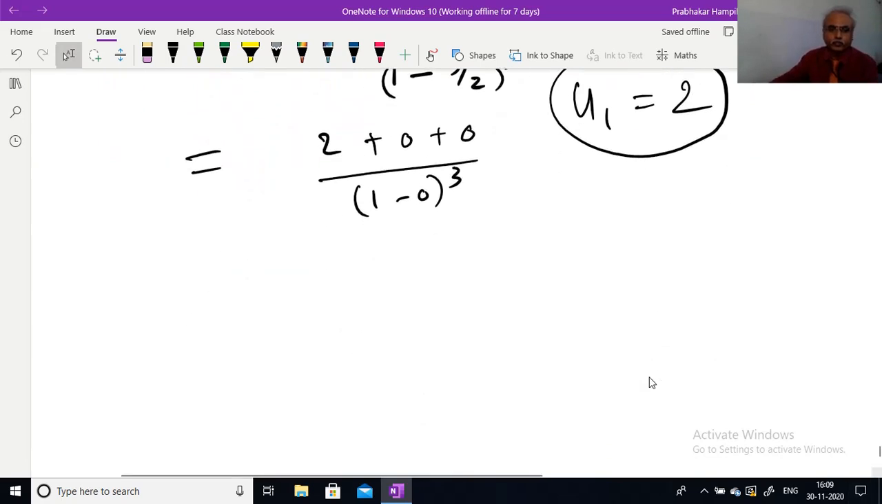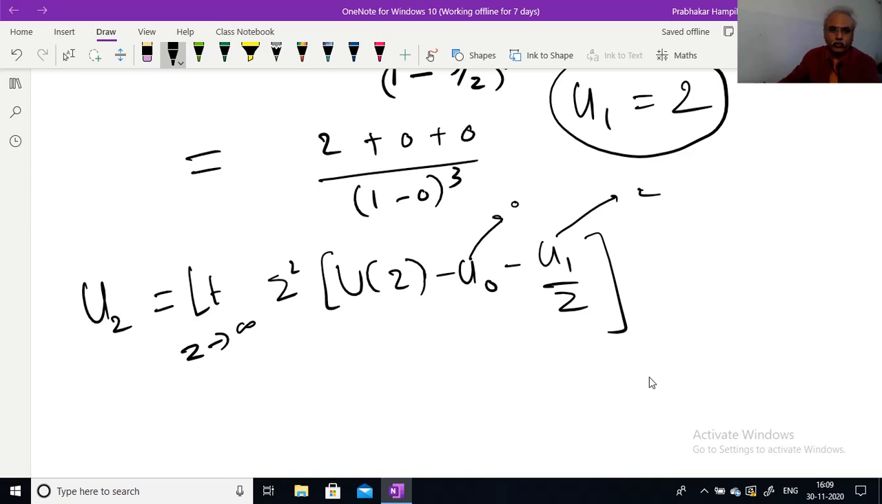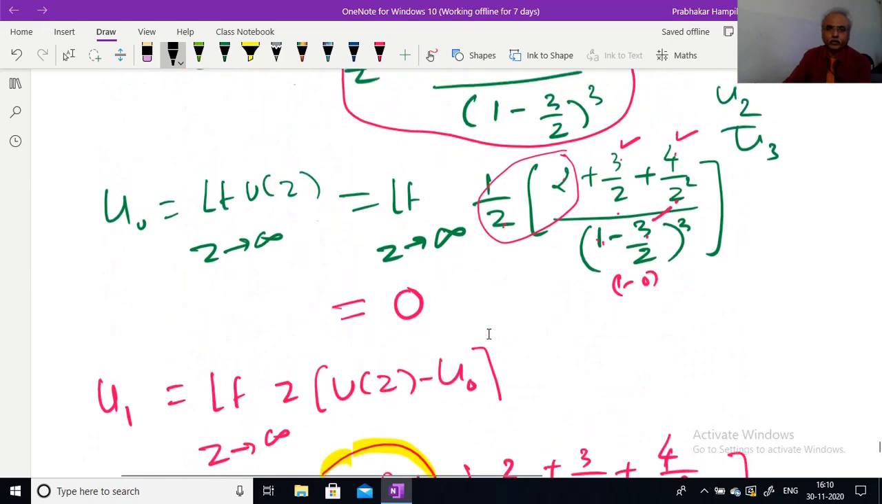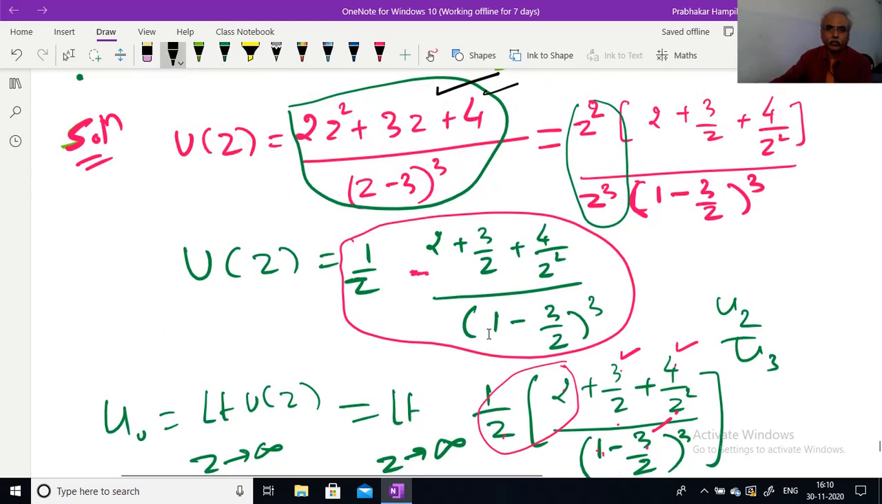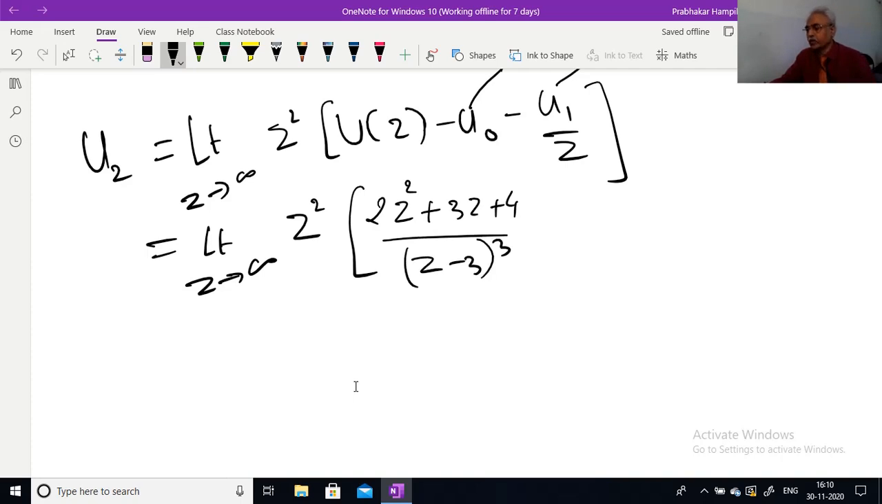Now let us come to the u2 part. u2 is again the limit, again z tending to infinity, of z square times the main function minus u0 minus u1 by z. u0 is 0, u1 we just found is 2. So the limit as z tends to infinity of z square times, let me write in the usual fashion, u of z, the main function. Now u of z is 2z square plus 3z plus 4, whole divided by z minus 3 raised to 3, minus 0, minus 2 by z.